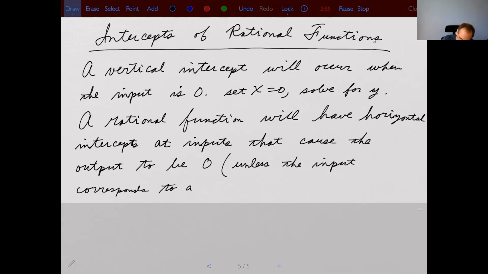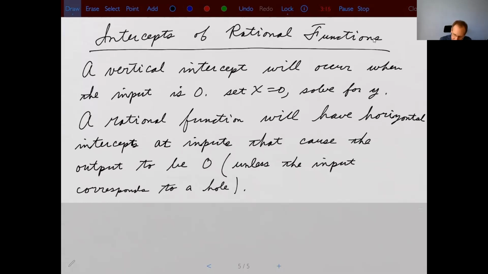So anytime you can cancel factors from the numerator and denominator, if you have the same factor, then you just have a hole where that factor equals 0. So you don't have a vertical asymptote, you don't have a horizontal intercept. It would just be a hole in that case.